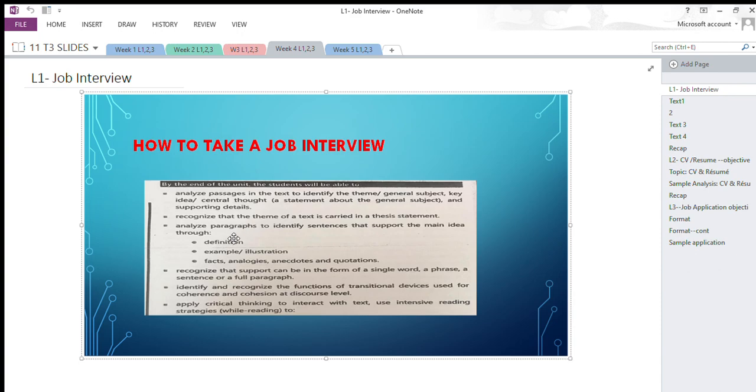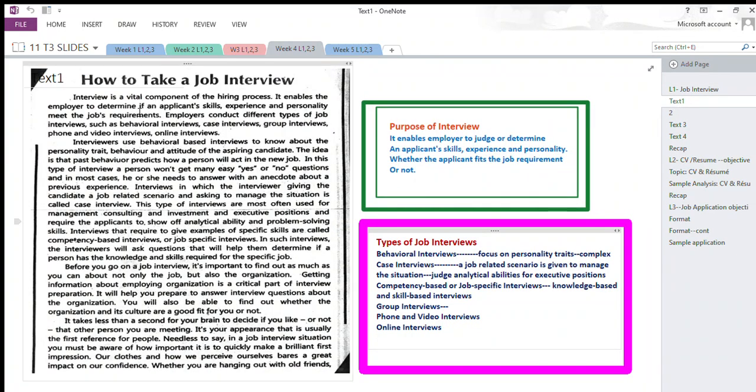So you are going through this text by yourself, and you are going to see how the text is written, okay? But practically, this lesson is going to help you how to take a job interview. To start with, see the first, second, third and fourth paragraph, whatever the main points are, I have highlighted over here, and they'll help you to understand what is the purpose of interview.